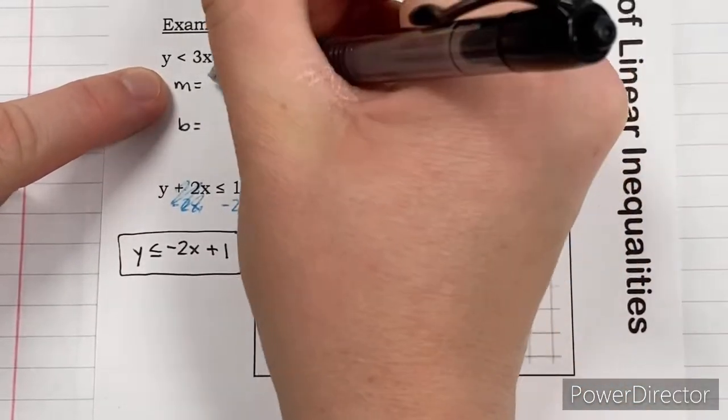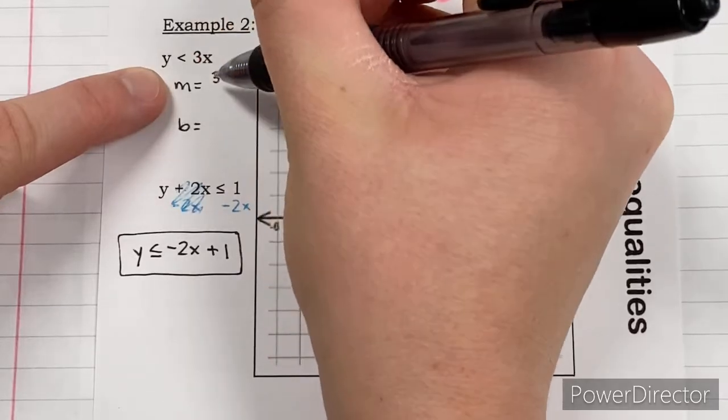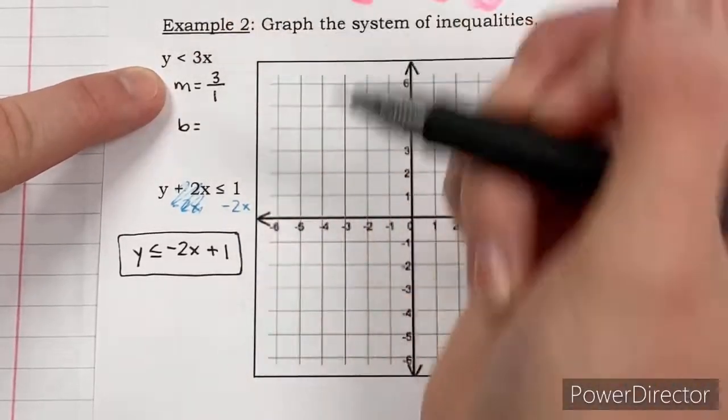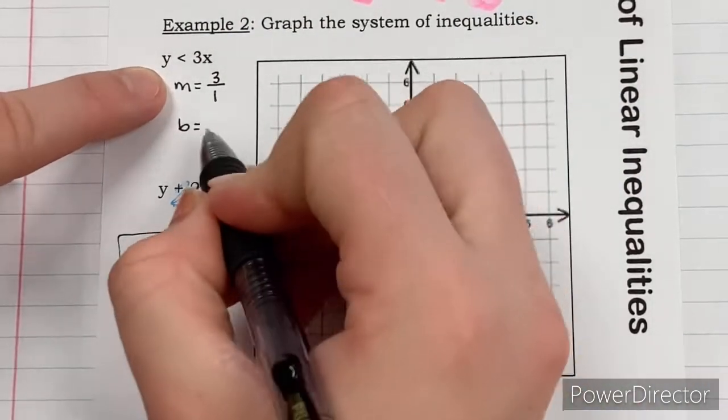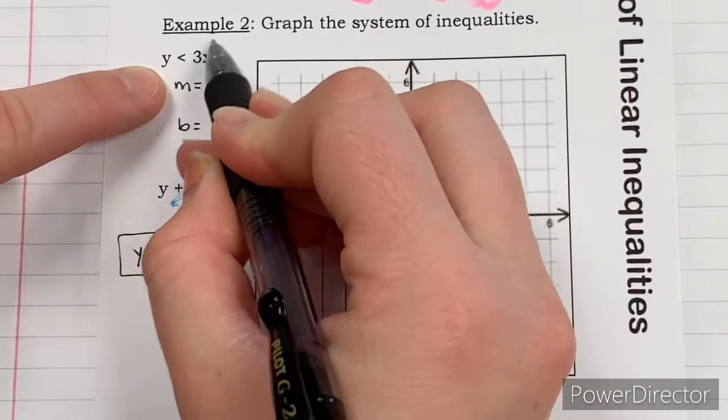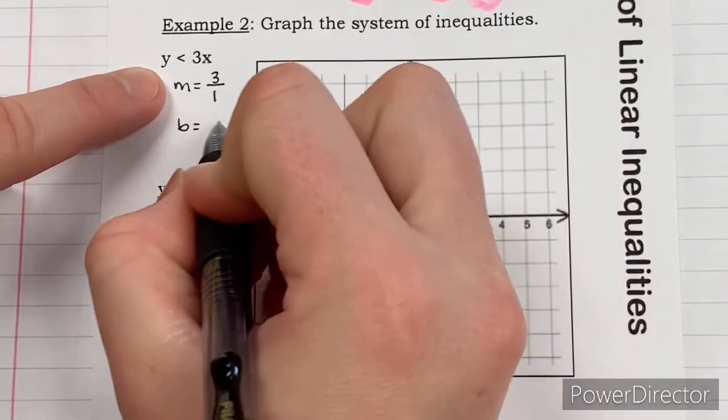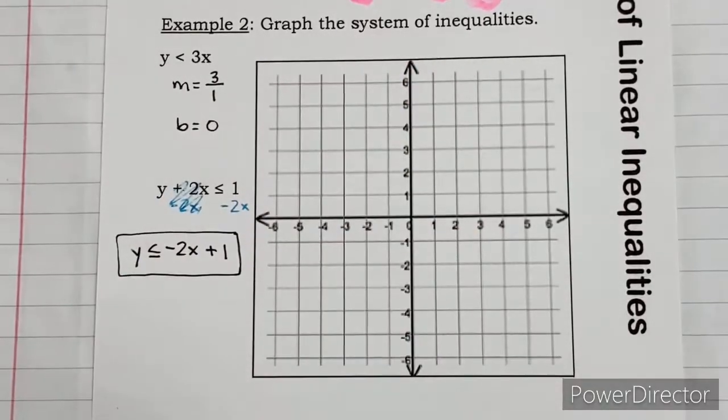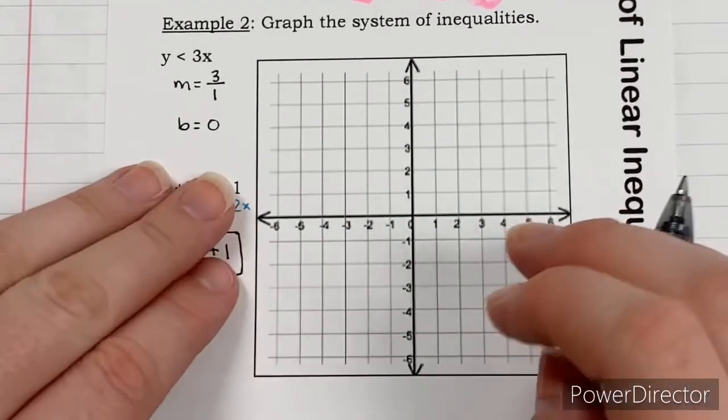It's where the m is, and that's going to be a 3. But remember, any whole number we see can be put over 1. So there's our slope. Our y-intercept is the b value. That's at the back. There is nothing there, which means it is 0. So now we can go ahead and start graphing this.